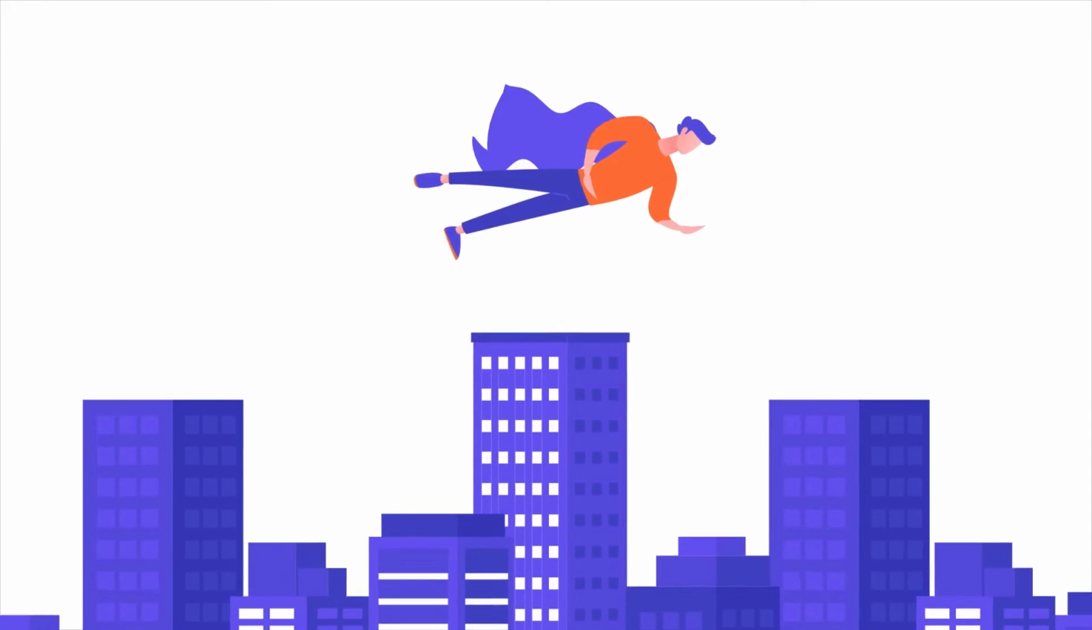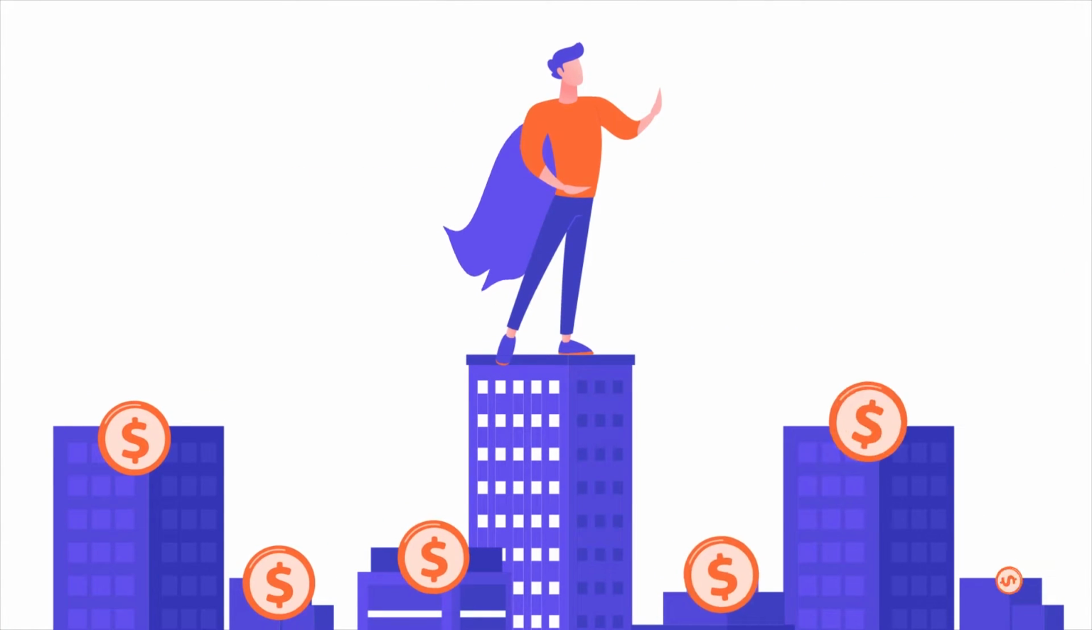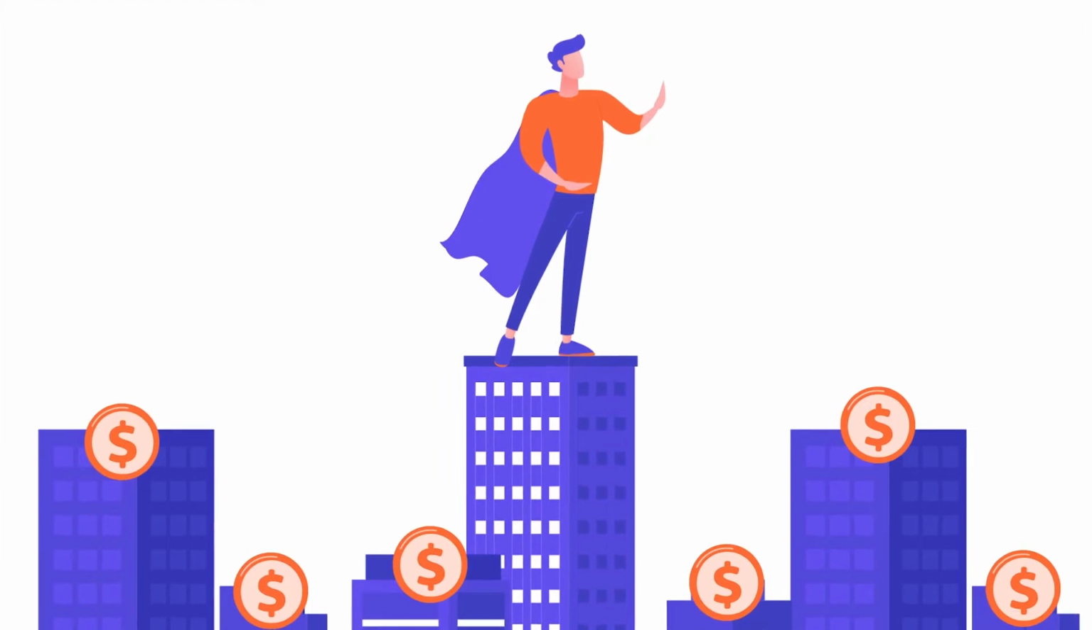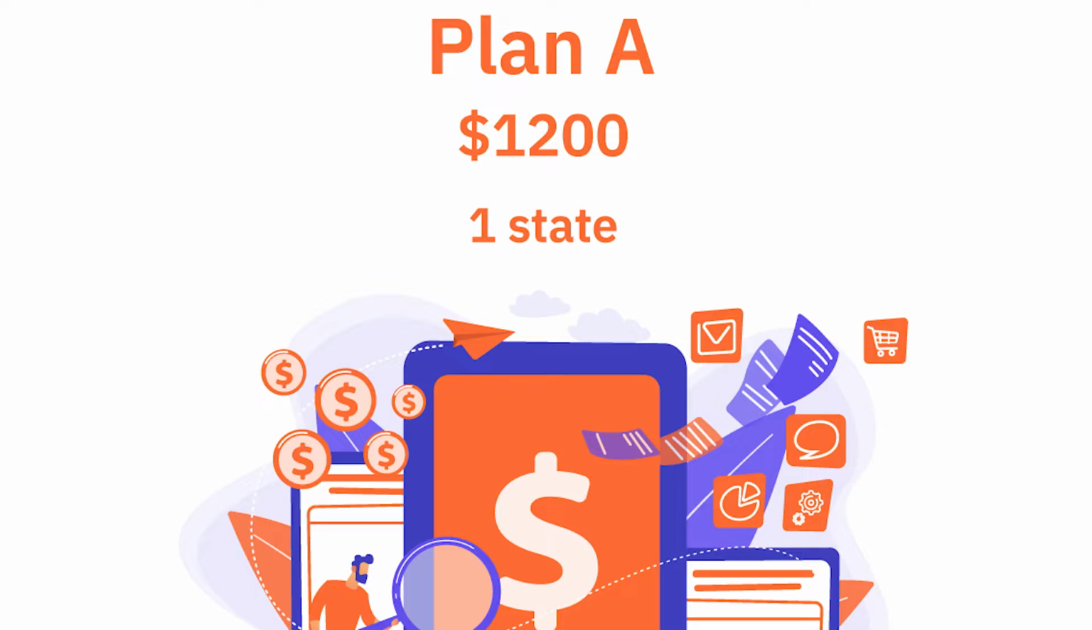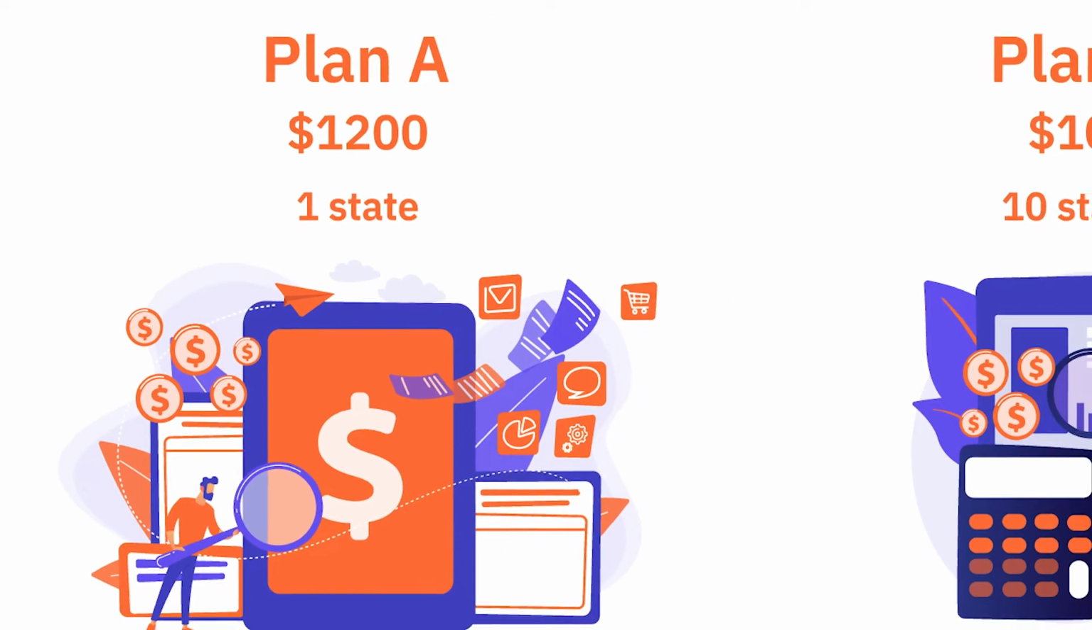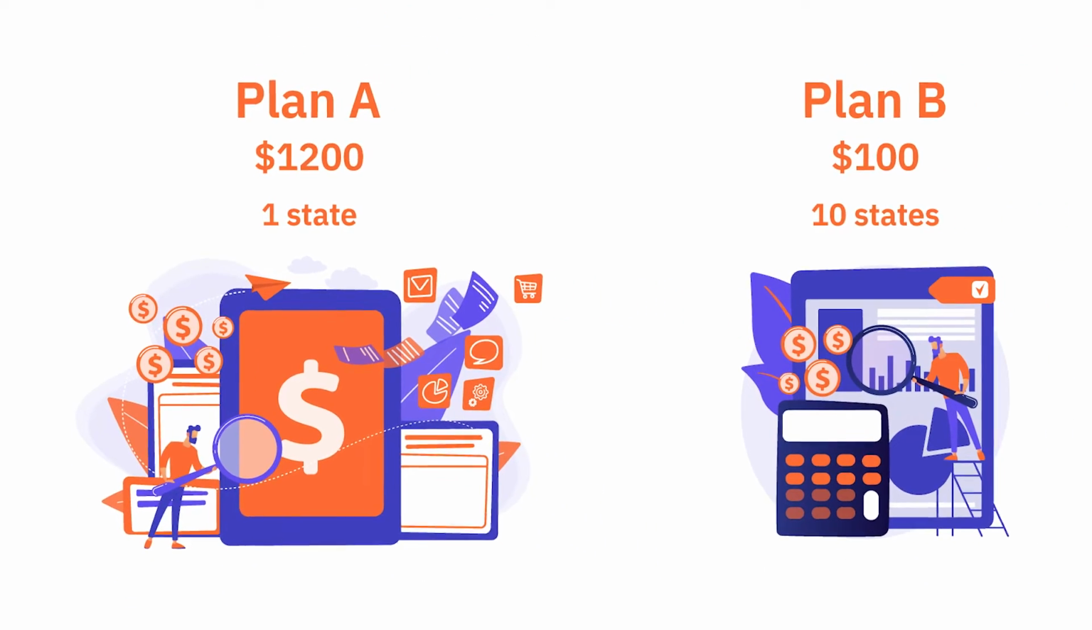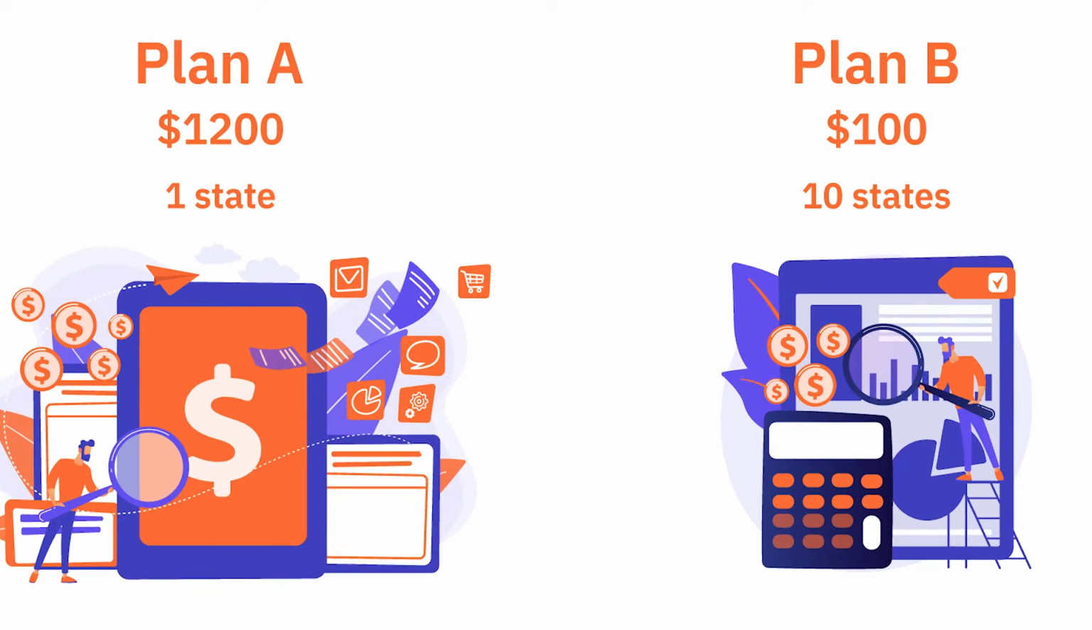Consider this scenario. Lenny is a superhero. He's been saving lives all across the USA for the best part of 5 years. But even superheroes have to make a living, and so he charges states across the country for his services. And rightly so, he does a great job. Plan A is an annual charge of $1,200. Plan B is a monthly charge of $100.